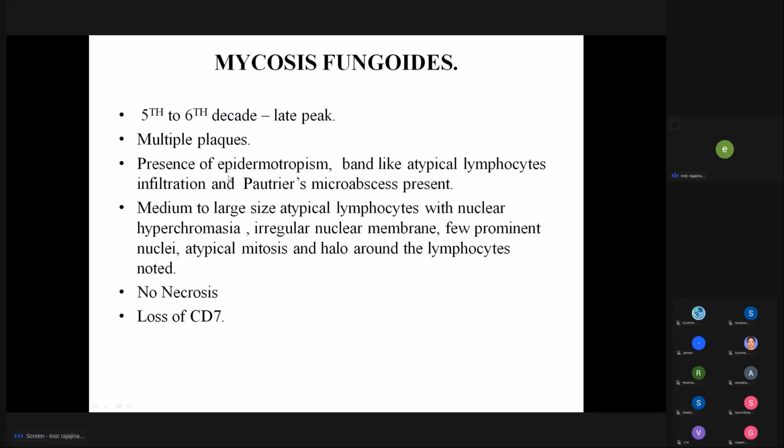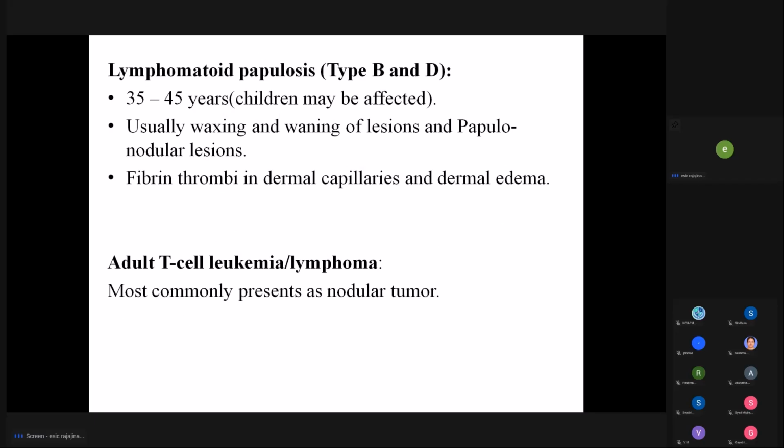Multiple plaques will be there, with epidermotropism, band-like atypical lymphocyte infiltration, and Pautrier microabscesses present. Medium to large atypical lymphocytes with nuclear hyperchromasia, irregular nuclear membrane, a few prominent nucleoli, and atypical mitosis are noted, with a halo around the lymphocytes. There was no necrosis. There will be loss of CD7 in mycosis fungoides.